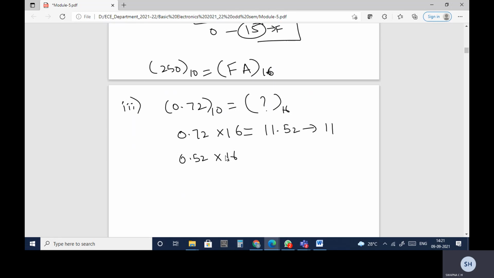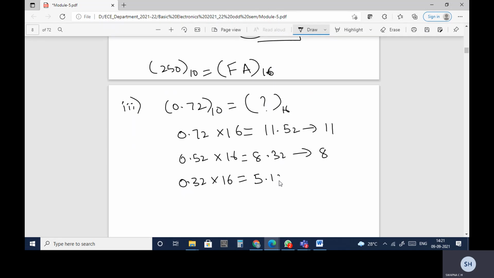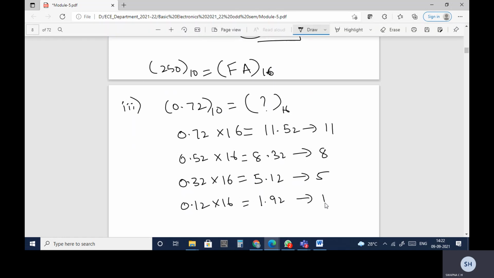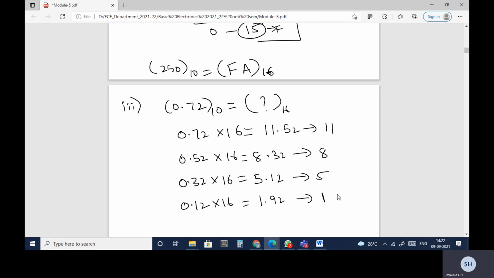So again, I need to multiply 0.52 with 16. So I'll get 8.32. So 8 I'll write here, and again the fractional part 0.32 I'll write here. So again I need to multiply 0.32 with 16. When you multiply 0.32 with 16, you'll have 5.12. So 5 is the integer and 0.12 is the fractional part. So I need to again multiply 0.12 with 16. So I'll have 1.92. So again I have the integer part, and this will proceed.